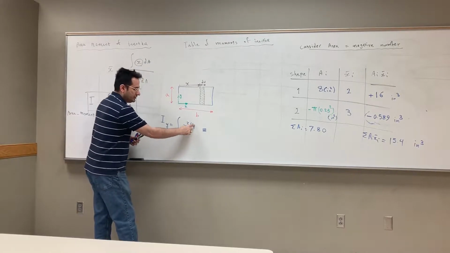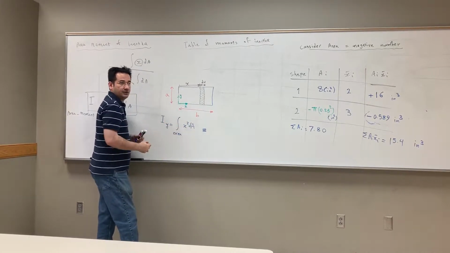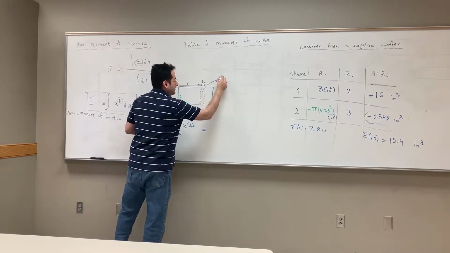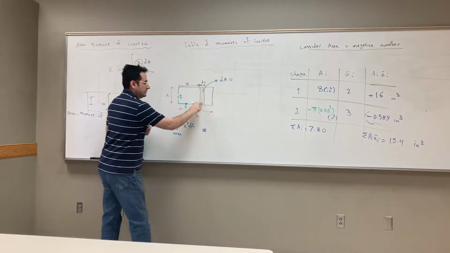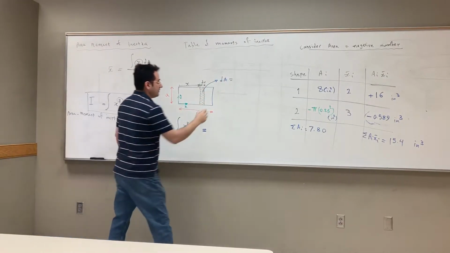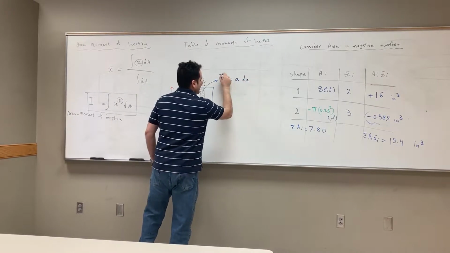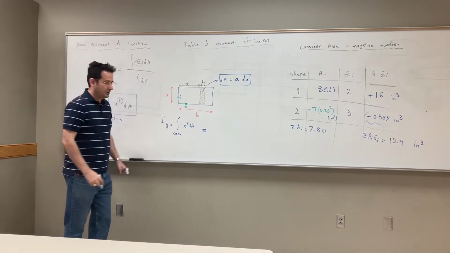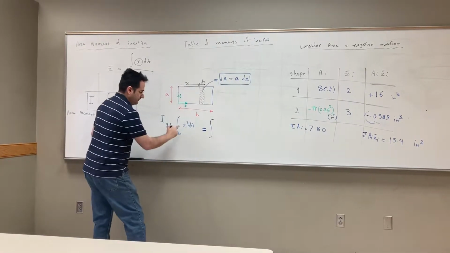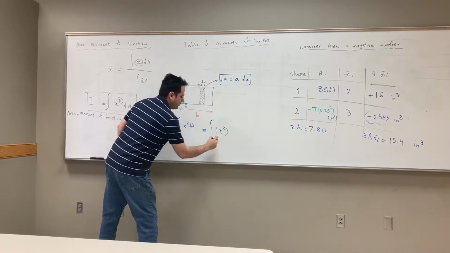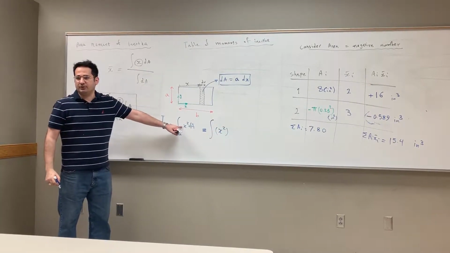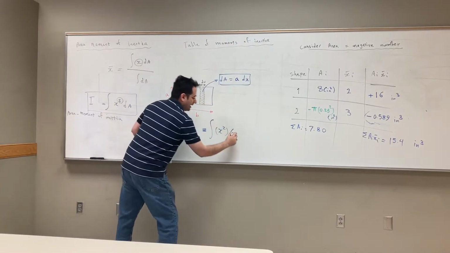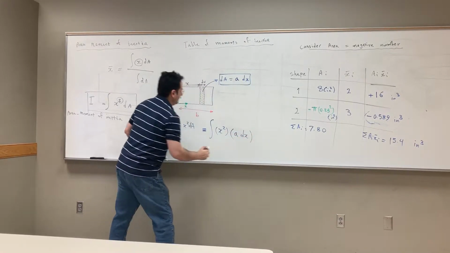So what's dA? All I want is to compute dA, plug into the formula, and take the integral. Right? So what's the formula for the area of this part? dA is equal to A times dx. That's it. So I got the formula for dA. So I just put it right here. So that's going to be the integral of x squared, which is already in the formula, times dA. And what's my dA? A dx.